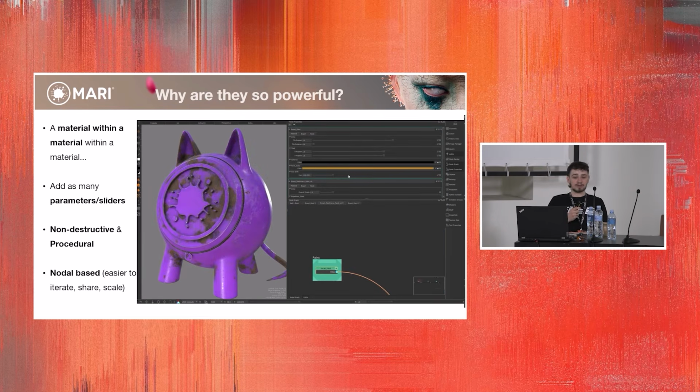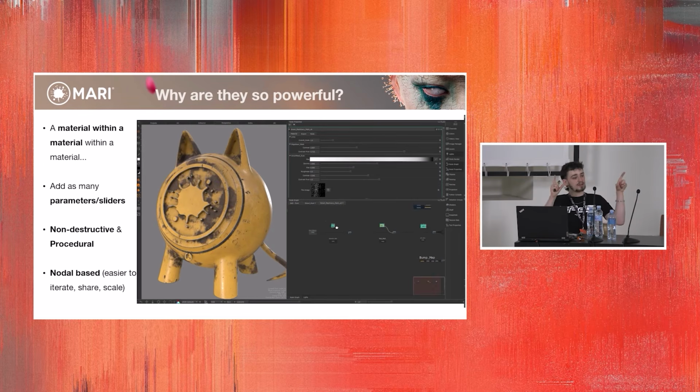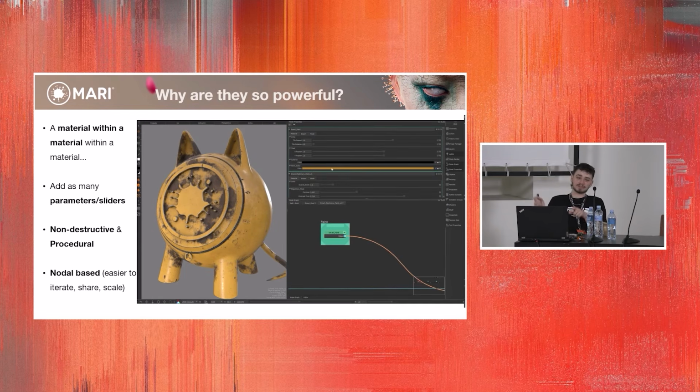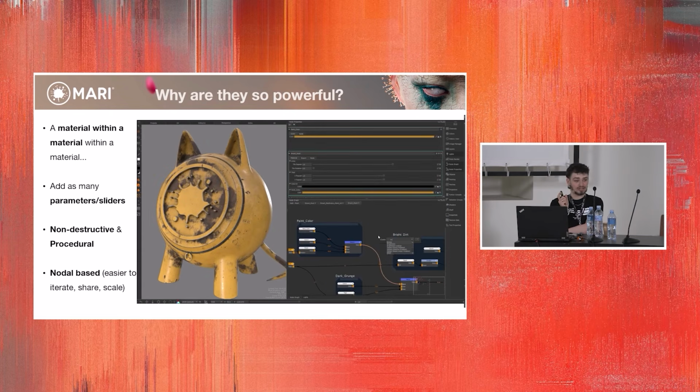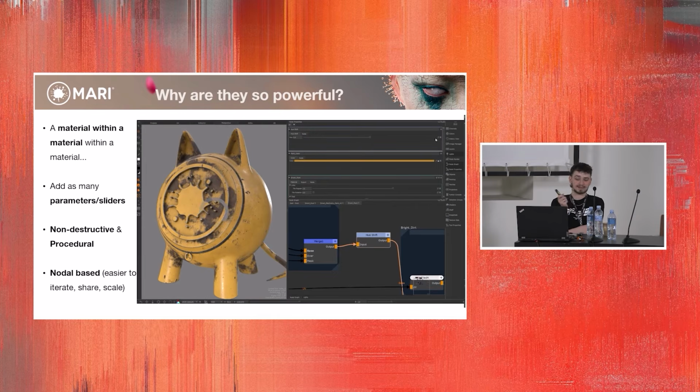And it's all nodal based, which means it's easier to iterate, share, and scale. For example, because it's nodal based, you can easily organize it, add backdrop nodes, move different parts of your node graph to different locations, so that someone that's inheriting a project can see where everything is. We also have the layer stack, but when working on big projects, it's really hard to work with the layer stack because everything can get lost quite quickly, especially if you're working with a big team.